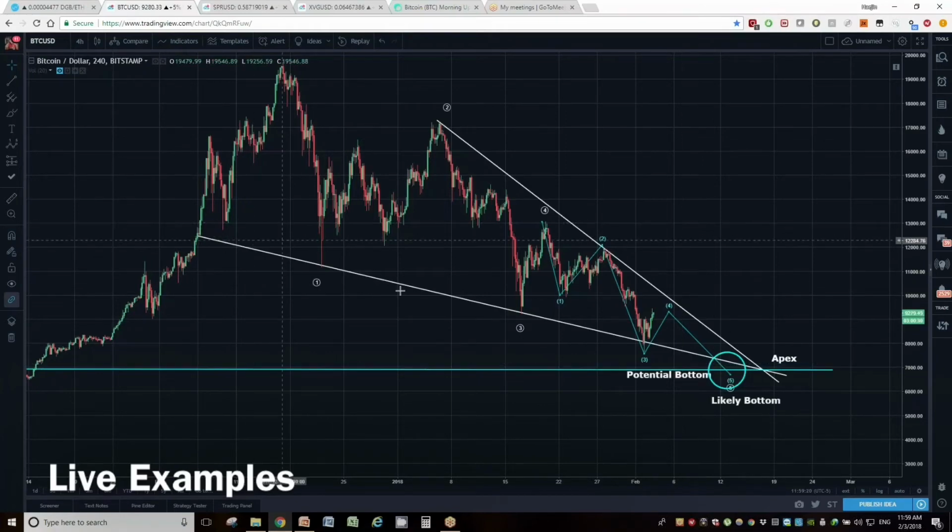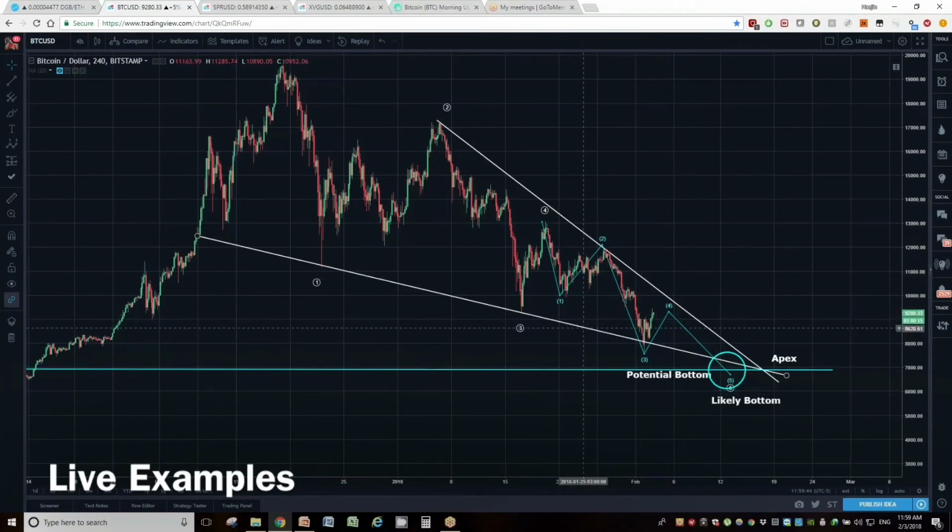Here's another pattern. A triangle. 1, 2, 3, 4, 5, or I could say A, B, C, D, E. A leading diagonal with 5, 3, 5, 3, 5 is very rare, I know. But in this case, I'm labeling it because that's what I'm counting. 5, 3, 5, 3, 1, 2, 3, 4, 5.